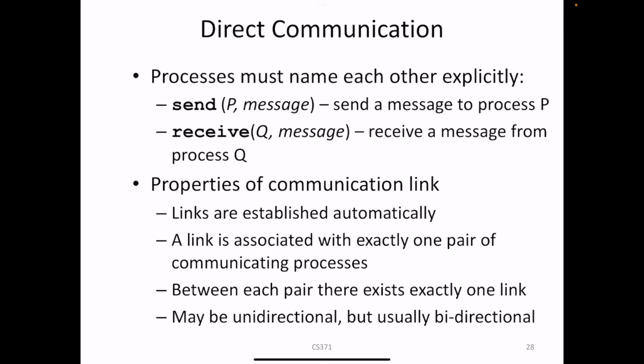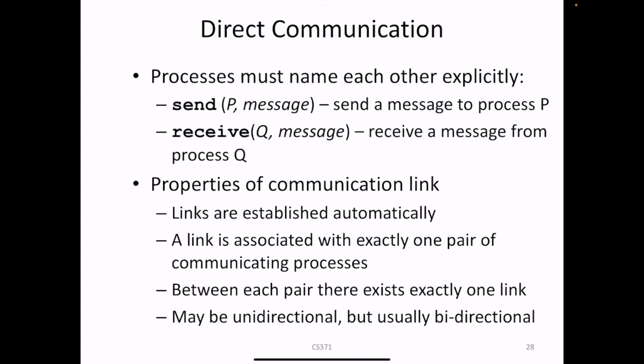Then let's see the properties of a communication link. When processes want to communicate with each other, fortunately, links are established automatically by the operating system. As long as you call those operations, the operating system will help you create a link. Also, a link is associated with exactly one pair of communicating processes. For example, between process P and process Q, we have exactly one link for them to send and receive messages with each other.